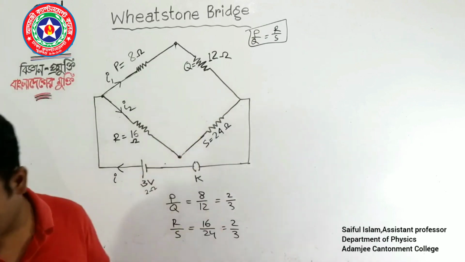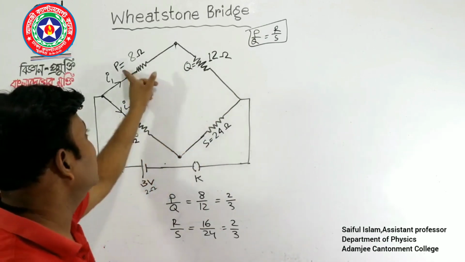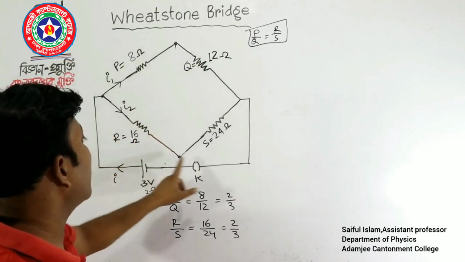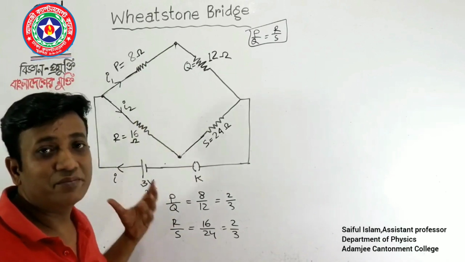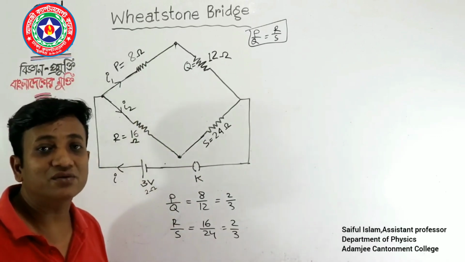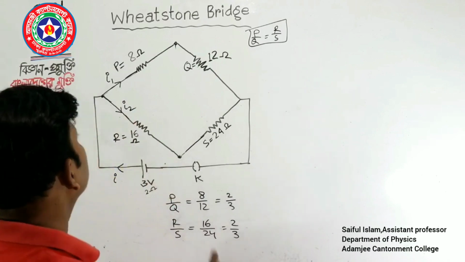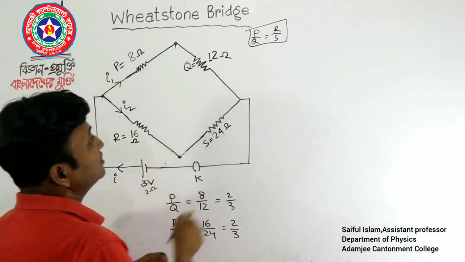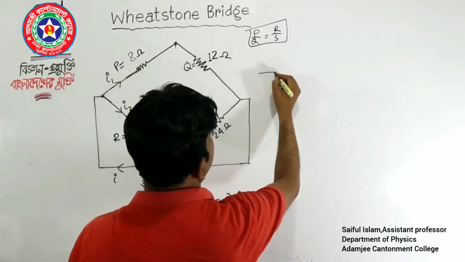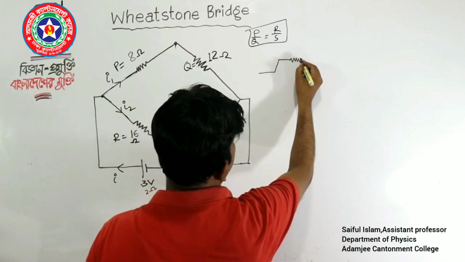So what we get is that P and Q here are in series, and R and S are also in series. Now to calculate the main current, first we have to calculate the equivalent resistance of this circuit. As these two resistances are in series, we can redraw the above circuit.